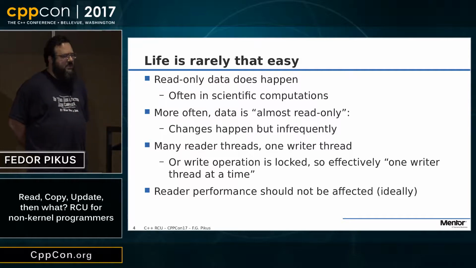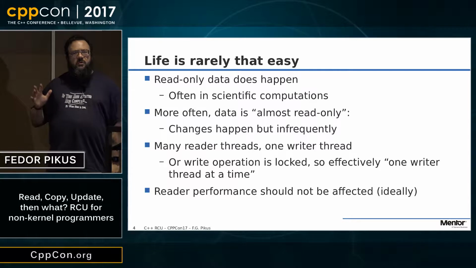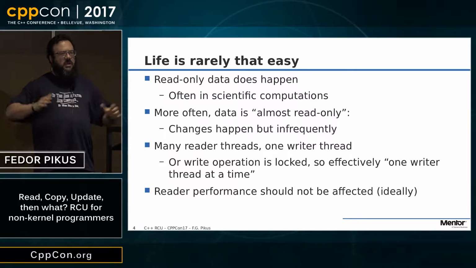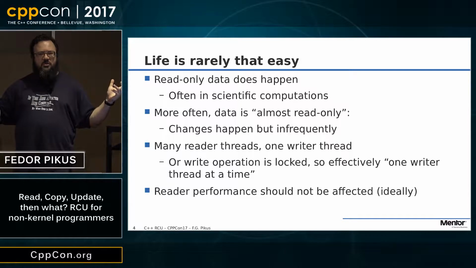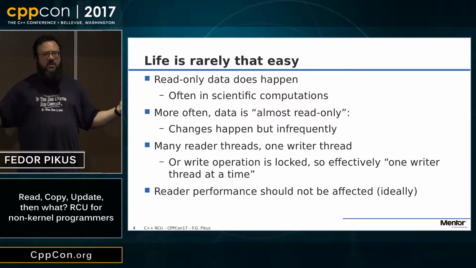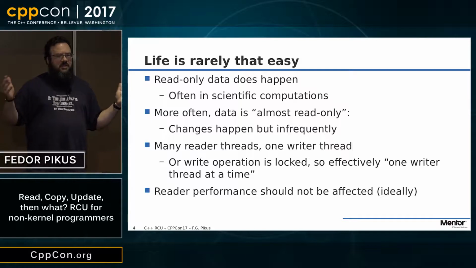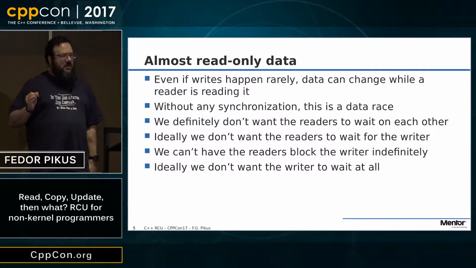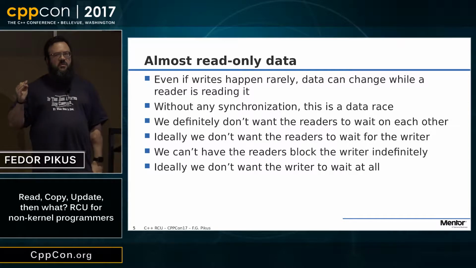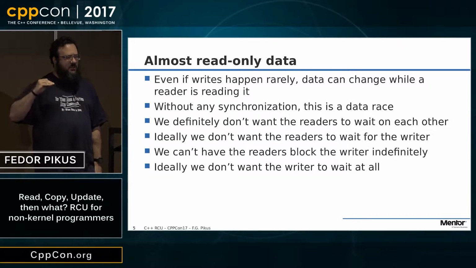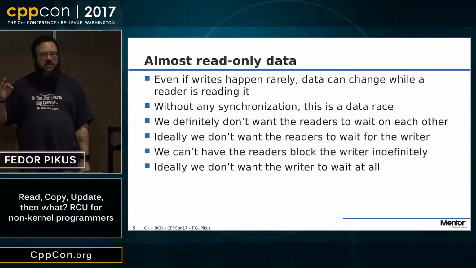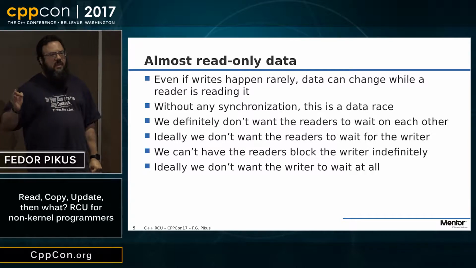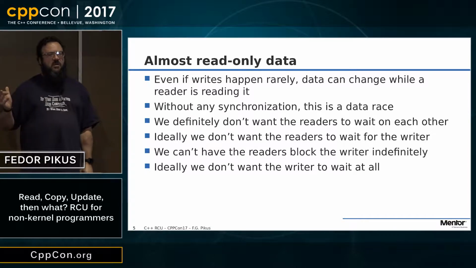Now, ideally, what you would like is, let's say you have gigabytes of data, and once per hour you update a few bytes. It stands to reason that it should be practically the same as read-only as far as readers are concerned. At least that's what you would like. But there is a problem getting there, because even if writes happen very rarely, there is a potential for the race condition, which is somebody is reading while you're writing. And if you don't do anything about it, it's a data race. And if you don't do anything about that, well, technically you are in an undefined behavior world.